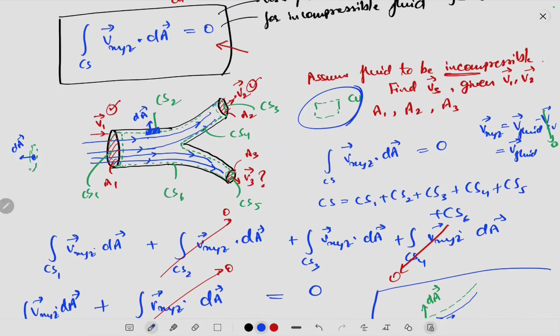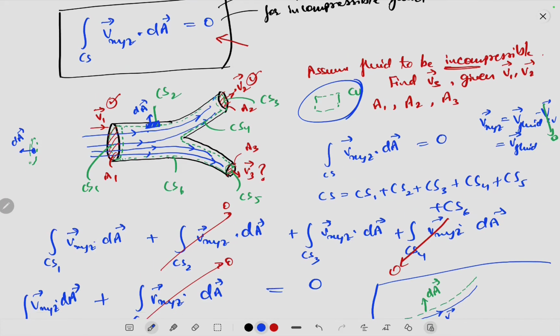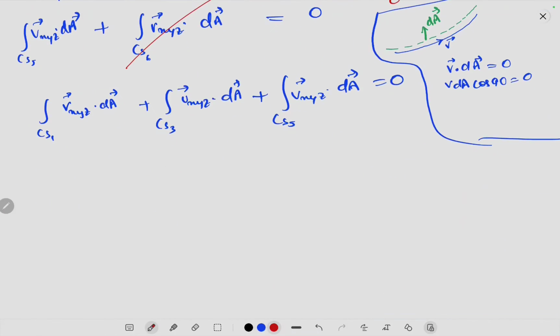Now we are given that the velocity across, so let me just again draw CS1. So this is my CS1. Since this is some hypothetical surface, I should draw it with the dashed curves. Okay, so this is CS1.